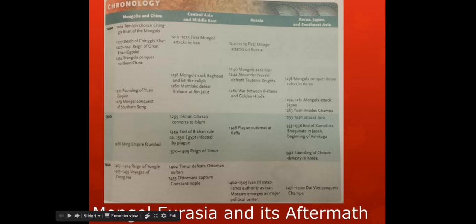Hello, everyone. We are focusing on Mongol Eurasia and its aftermath. We'll be looking at the foundation of the Khanates founded by Genghis Khan. We're going to have a lot of fun talking about him today. We'll move on to different Mongol empires in the Middle East and in Russia. We'll talk about the foundation of the Ottoman, the Ming Dynasty, as well as Korea, Japan, and Southeast Asia as we move into Vietnam.